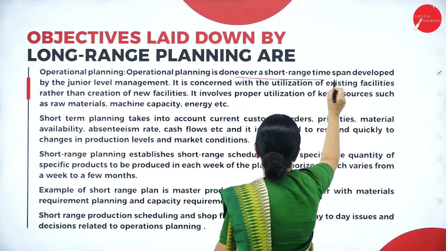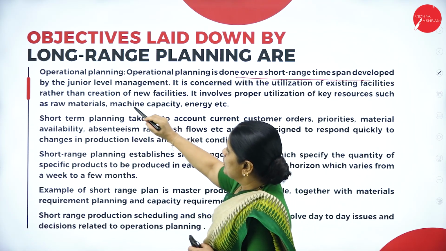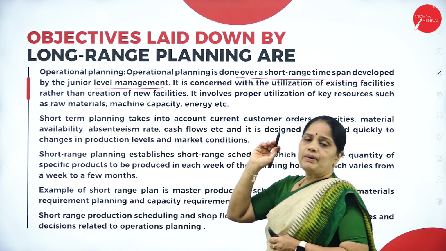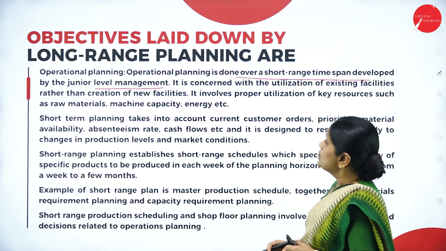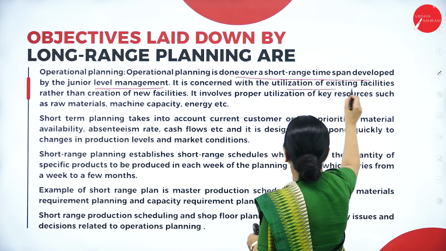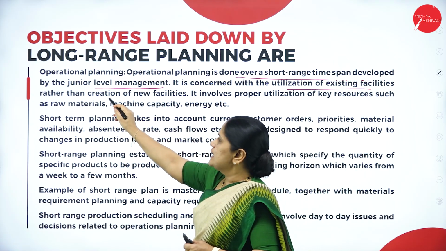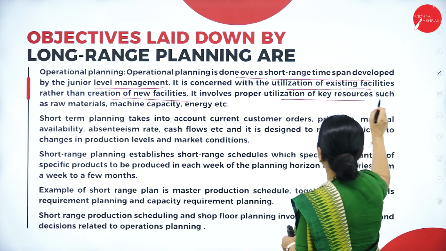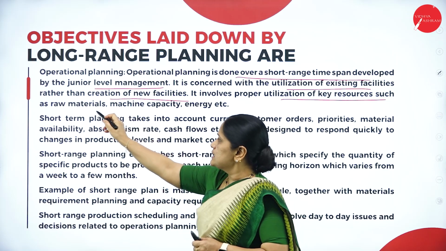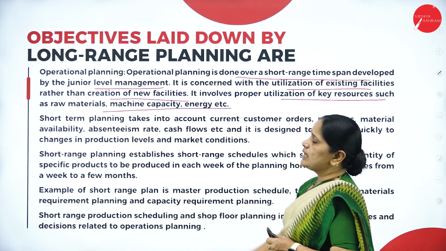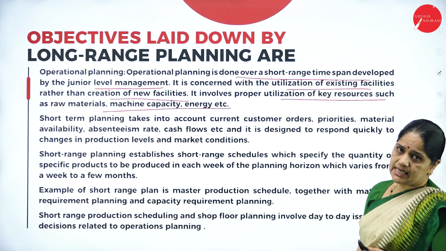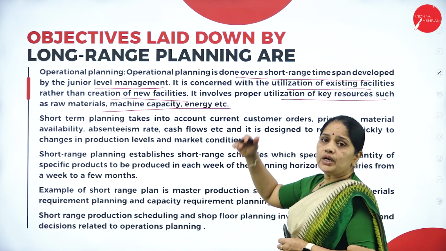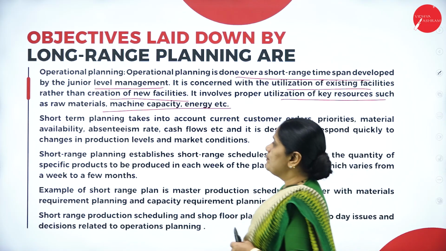Then lastly, we have the operational plan. So it is done over short range time span developed over the junior level management. So operational planning is the actual implementation of the plan. It is concerned with the utilization of the existing facilities rather than creation of new facilities. It involves proper utilization of key resources such as raw materials, machine capacity, energy, etc. So what is the actual implementation of the plan? It will be done in the operational planning.